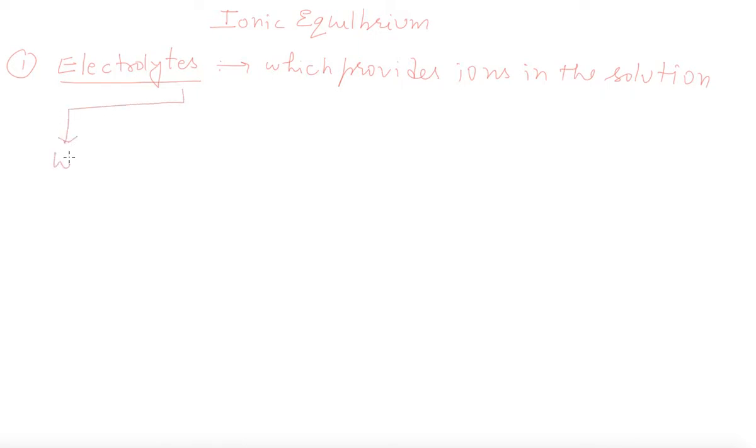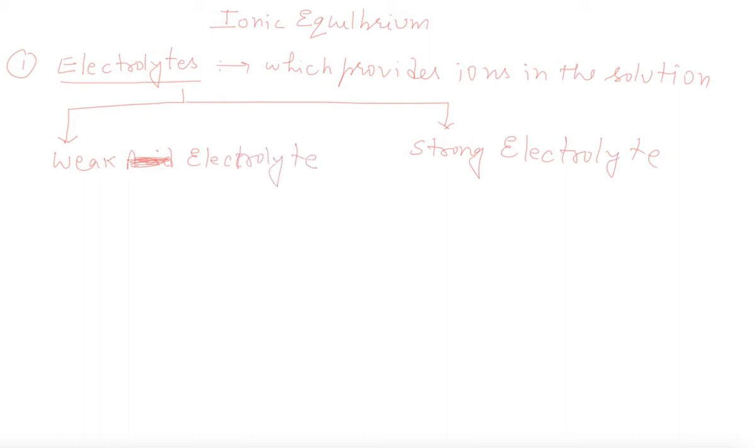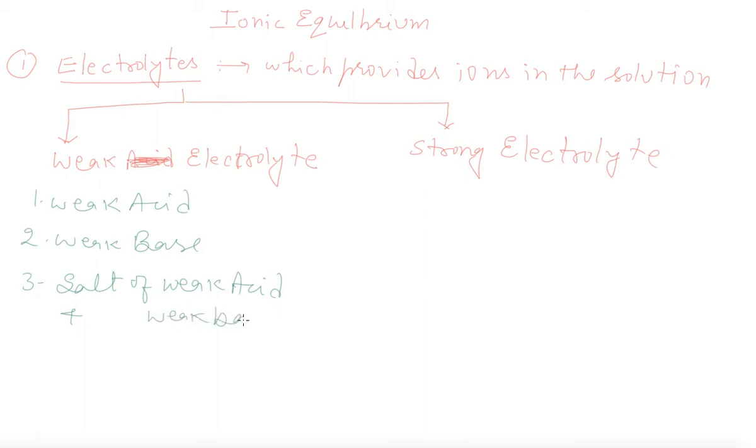Now we can say that electrolytes are of two types, strong electrolyte and weak electrolyte. You will define it in this way: strong electrolyte and weak electrolyte. Instead of weak acid, you will say weak electrolyte. In weak electrolyte, there are weak acids, weak bases, and salt of weak acid and weak base. In this way, you will define the electrolytes.